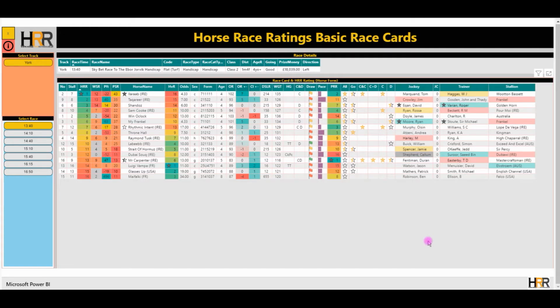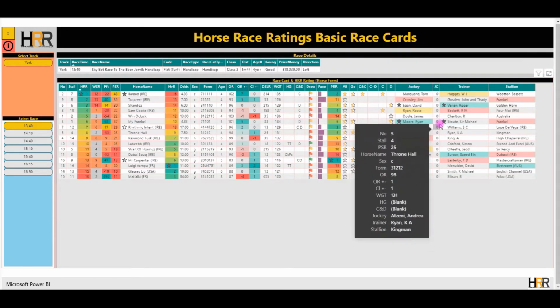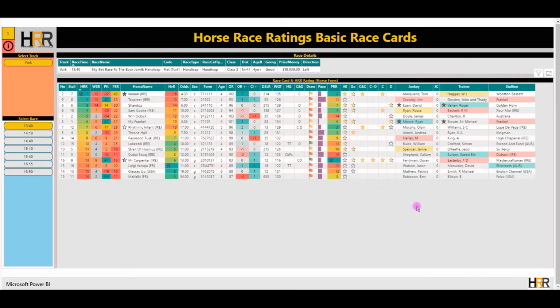Okay, then we get jockey, which is pretty standard. JC is jockey claim, so that would tell you if a jockey is a claimer, and it tells you the weight that the jockey is actually claiming. Then you've got trainer, self-explanatory, and stallion, self-explanatory. Now the colour code in here. Green is a positive strike rate.